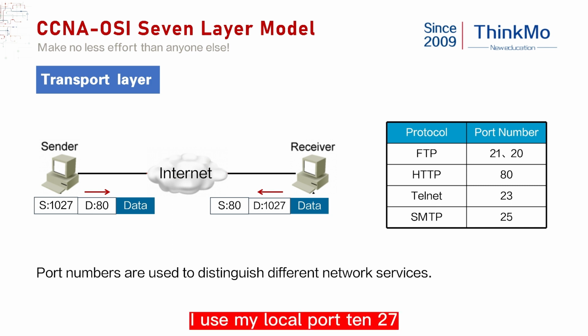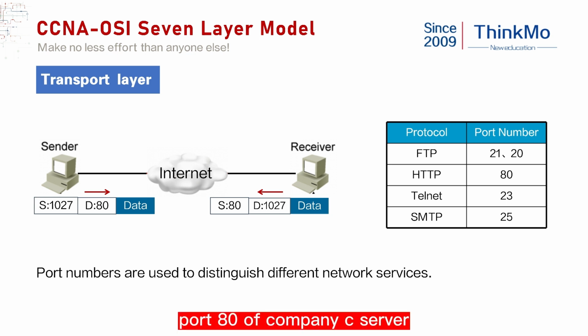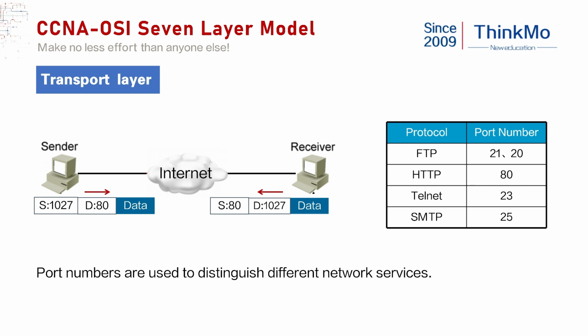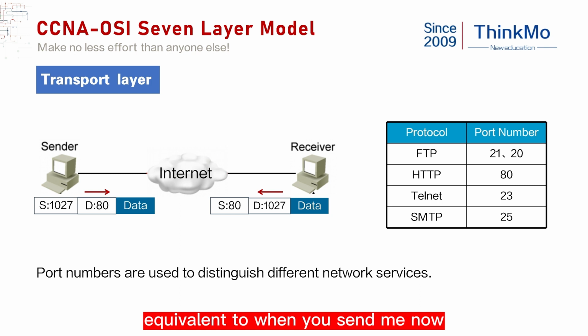I use my local port 1027 to access your peer. Assuming this is from company C, port 80 of company C's server. Can you understand? Port 80 of company C's server. Data is sent to you. Then when you return the package to me in the future, the source and destination ports are to be swapped, equivalent to when you send to me now.